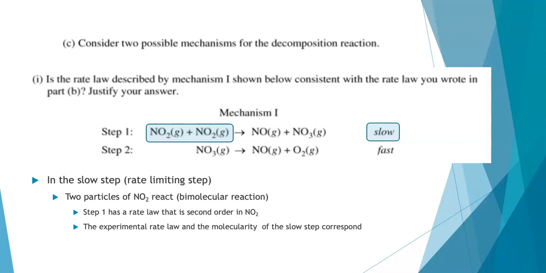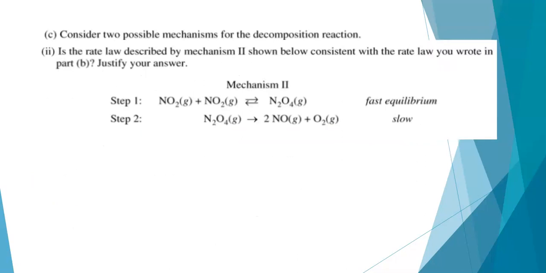All right, and that exactly matches the rate law that we wrote in part B. The experimental rate law from part B and the molecularity of the slow step in the proposed mechanism match. And that's really what we need to write down. So yes, it is consistent. You need to have an explanation and say that yes, it's consistent to get the point. All right, and then let's go on to C part 2.